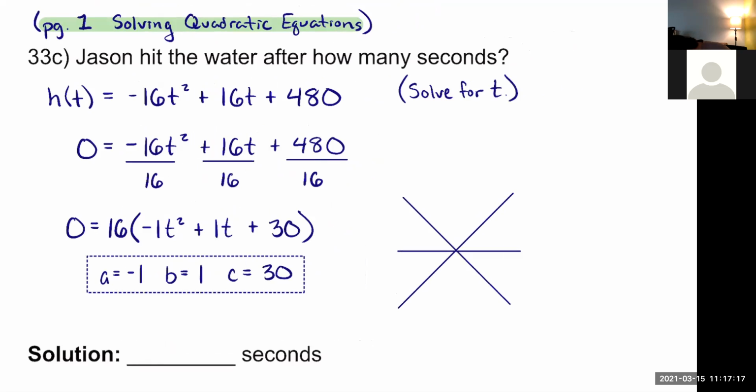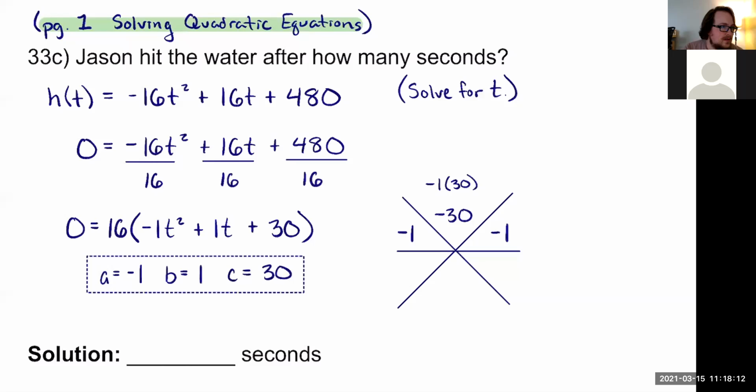So A times C on top, we're looking at a negative 1 times 30, which is a negative 30. On either side is A, which are negative 1s. On the bottom is B, which is a positive 1. So we should have a positive 1 on the bottom. So I need two factors of negative 30 that also happen to add to equal positive 1.